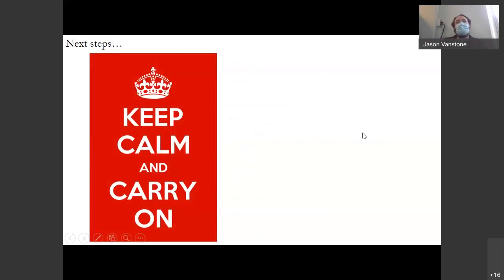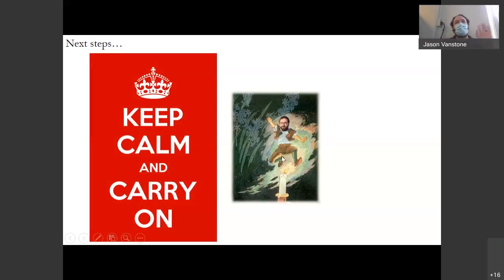So, next steps. Reach back into our British ancestry and keep calm and carry on, and just keep working through the challenges of the pandemic. How are we going to get this done and work within the constraints that COVID is presenting to us?